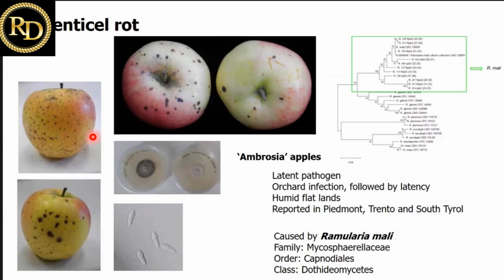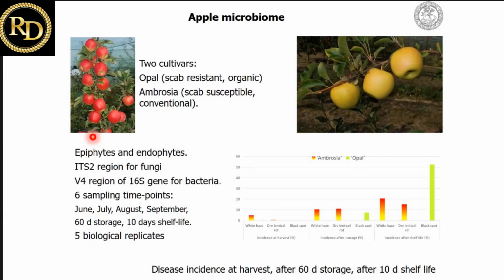So in this case, again, the question was to understand where this pathogen is coming from. Is it coming from the field, from the air which is present in the orchard, or is it coming from the fruit directly? So to answer these questions about the epidemiology of the pathogens, we tried to adopt a new approach which is based on metagenomics and microbiome study. So we took two varieties.